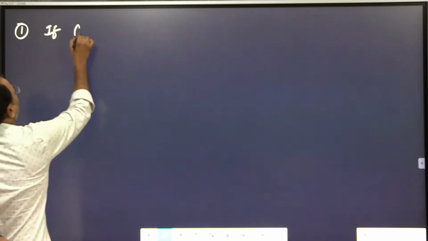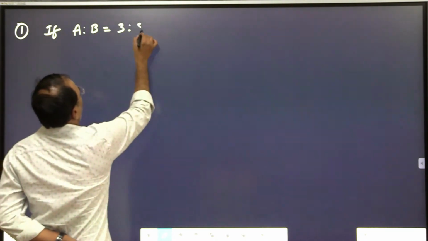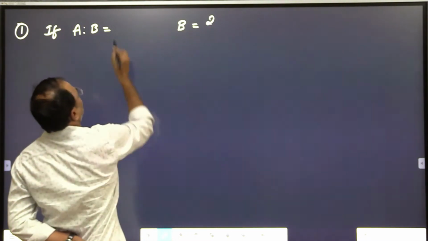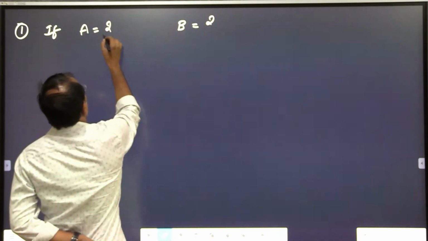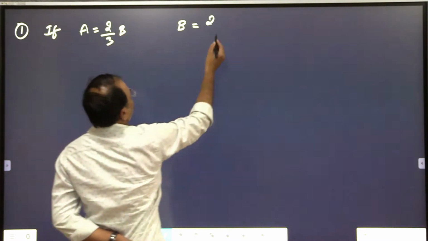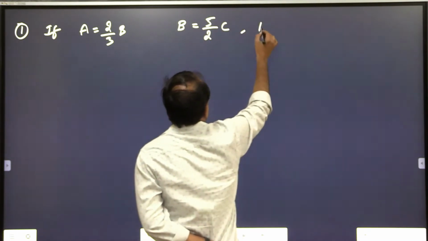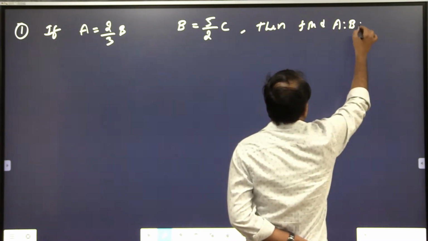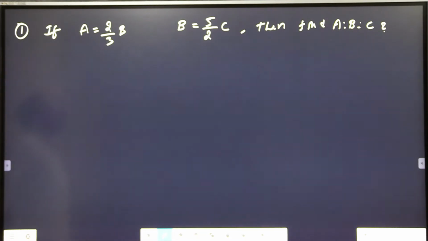Next, first question: if a is to b is equal to 3:5, b is equal to 2/3... Of course, this can also be written as a is equal to 2/3 b, b is equal to 5/2 c. Then find a is to b is to c. If a is equal to 2/3 b, b is equal to 5/2 c, then find a is to b is to c.